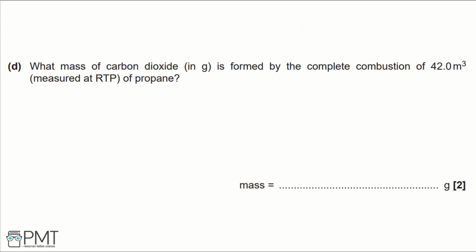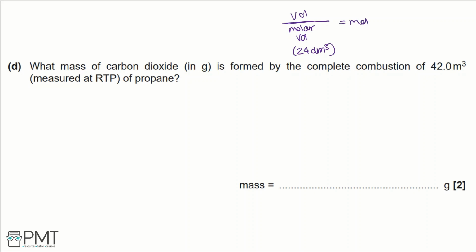Part D. What mass of carbon dioxide in grams is formed by the complete combustion of 42.0 meters cubed, measured at room temperature and pressure, of propane? The first thing we need to do is write some key equations. Our first key equation is volume divided by molar volume. The molar volume could be 24 decimeters cubed or 2,400 centimeters cubed.